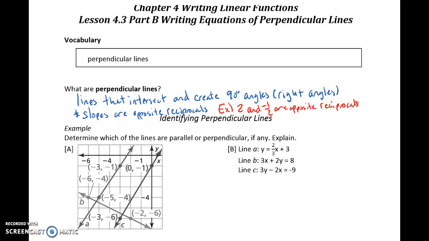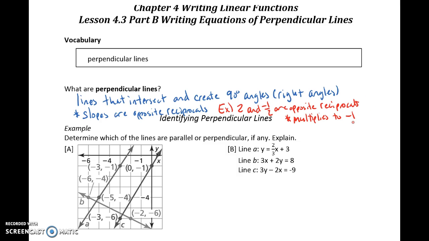All right, something like -1/8 and 8, or -2/5 and 5/2. Those are what we call opposite reciprocals. If you're not sure if they're opposite reciprocals, they should multiply to make -1. And that's always a way to double check. So for example, this 2 times -1/2 will end up becoming -1.